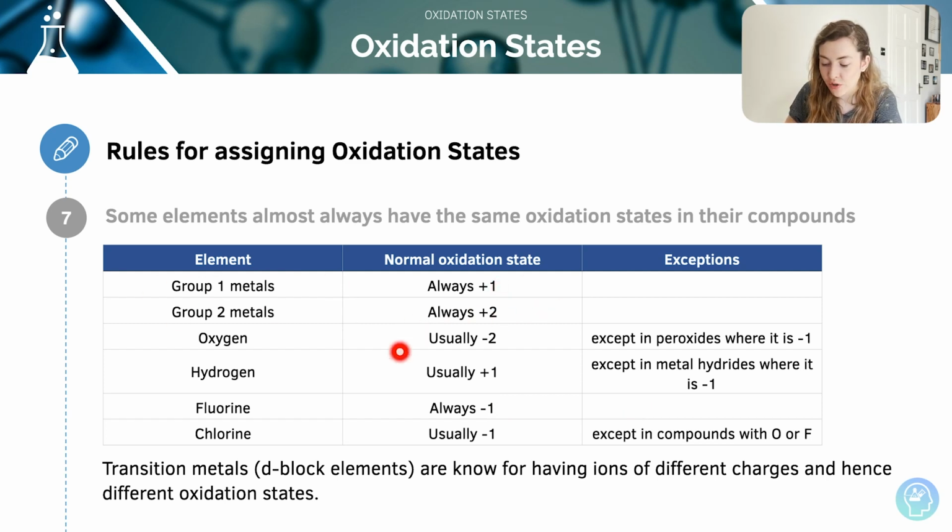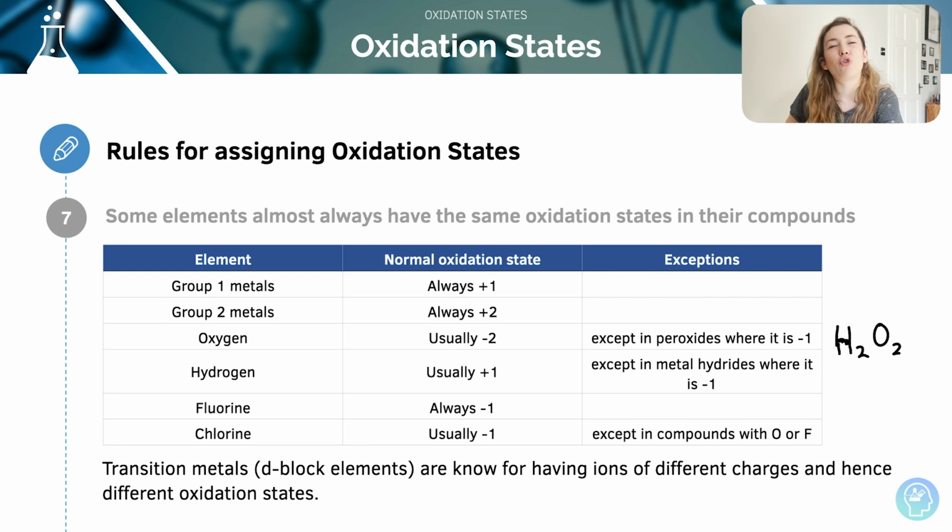For oxygen and hydrogen, they're usually the ion that they would form, but we have a few exceptions: metal hydrides and peroxides. Peroxides meaning something like H2O2, that's a peroxide. They do like to use the exceptions quite a lot in exams because they exist, so they do try and catch you out sometimes.